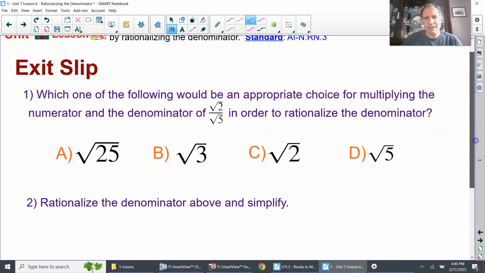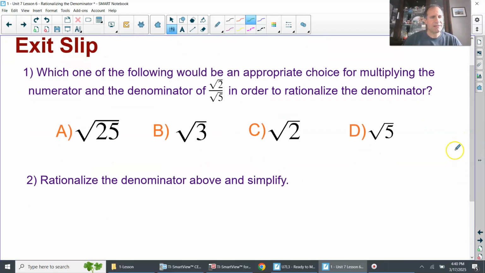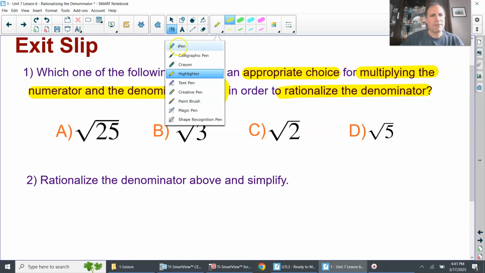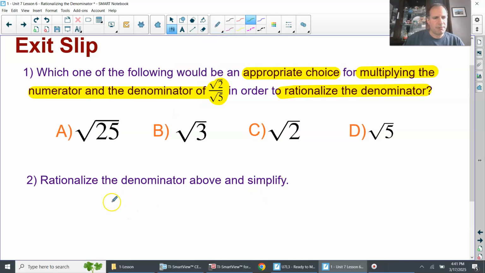So here is the exit slip. Pretty quick lesson here. Which one of the following would be an appropriate choice for multiplying the numerator and the denominator of 2 square root of 2 in order to rationalize the denominator? Square root of 2 over the square root of 5. So what I'm going to do is put down square root of 2 over the square root of 5.